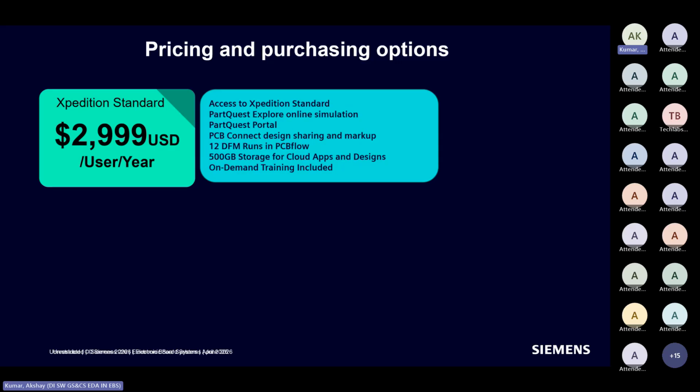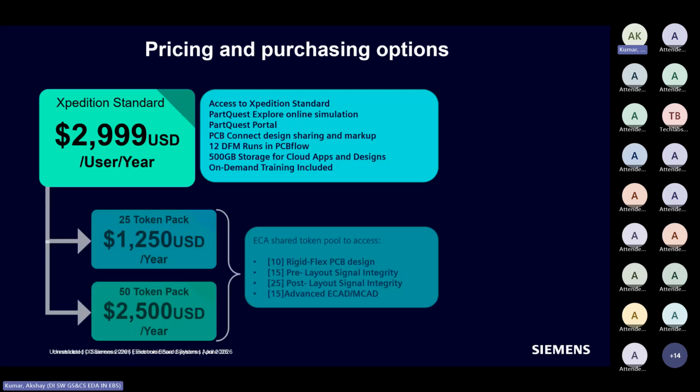And then you will also get a seamless review process that you can use for sharing and markup capability. Additionally, you will get 12 DFM runs in PCB flow. That is again a part of the same package that you're looking at. Also, you will get 500 GB storage for the cloud application and any design that you are going to upload for review. That's good enough, right? And then you will also get on-demand training, which is included as a part of the same pricing that you see. So there is no additional cost for any of what is listed here.